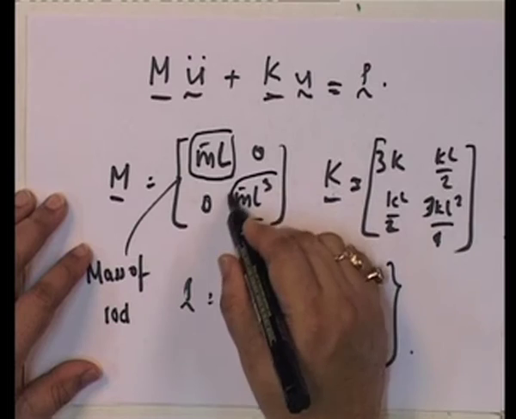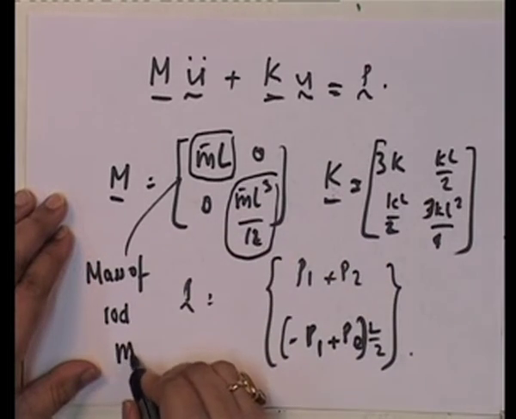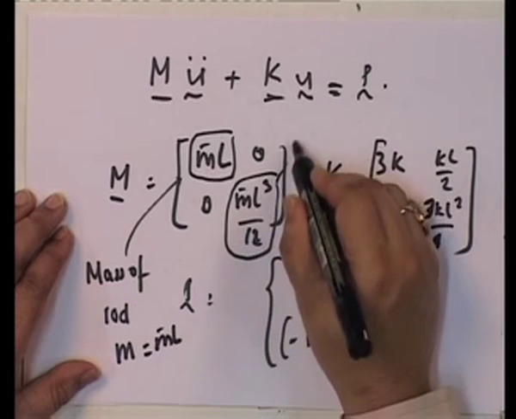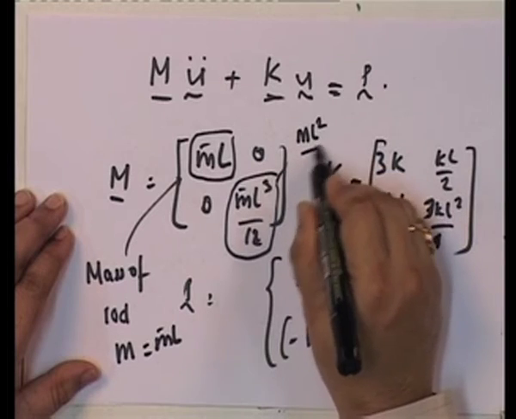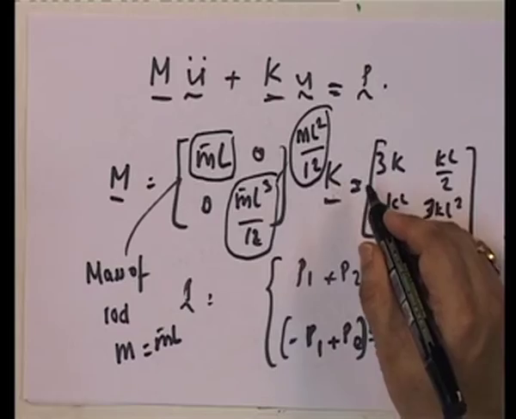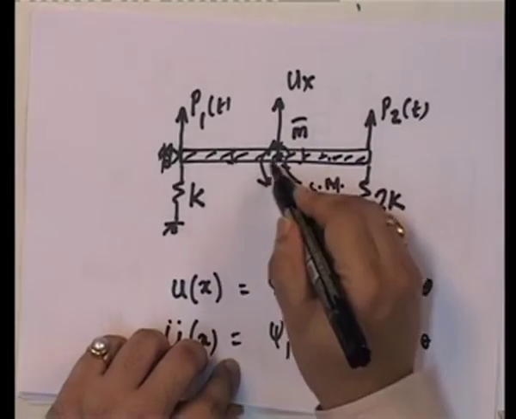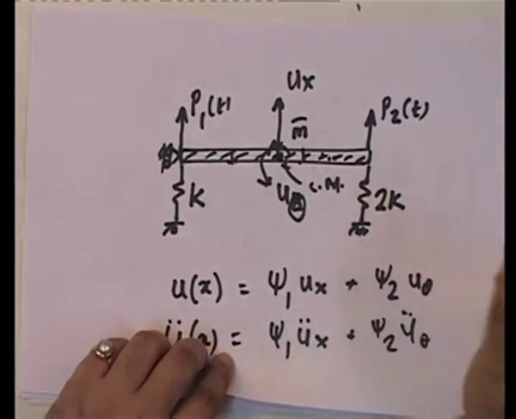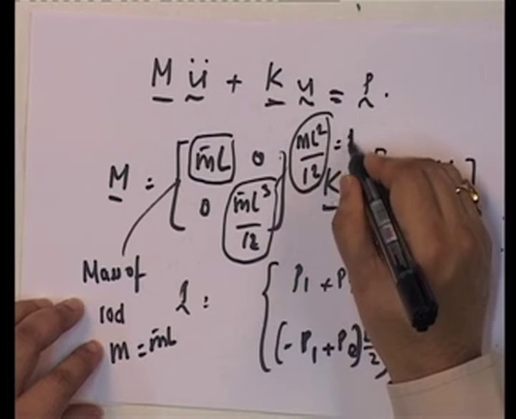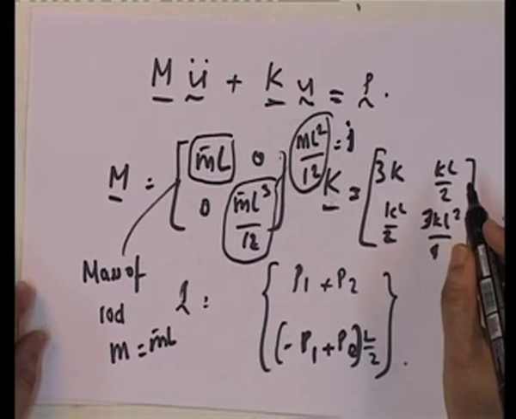And what is this m bar L squared? If I say the mass of the rod is m, which is equal to m bar L, then this is actually mL squared by 12. Incidentally, this is the mass moment of inertia of this bar about its center of mass. So, this also has a specific name, and that is known as the mass moment of inertia J.